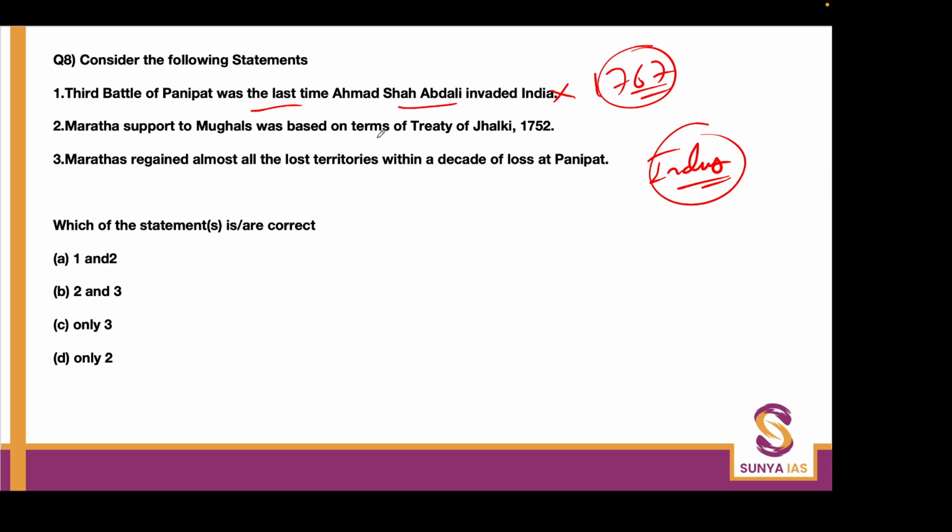Maratha support to Mughals was based on the terms of Treaty of Jhalki 1752. That is correct. It was Treaty of Jhalki signed between the Peshwa of the Marathas and the Wazir of the Mughal Empire. Even the Mughal Badshah himself had disliked the treaty, but the treaty was done because the Wazir at the time was very powerful. So this statement is correct, and it is said that to follow the Treaty of Jhalki's terms, Marathas got the control of parts of Punjab, and that was not liked by Ahmad Shah Abdali and played as the triggering cause for the Third Battle of Panipat.